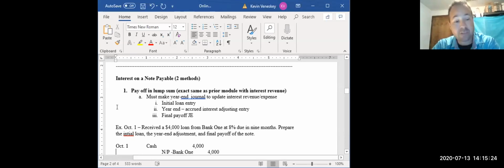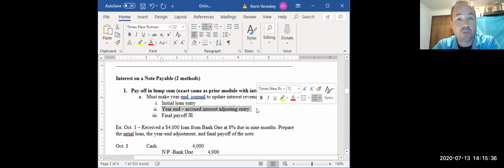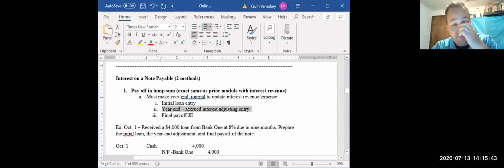So what the book is mainly going to focus on is doing it just like we did two chapters ago. We're going to pay off a lump sum. But as we go along, we're going to make a year-end adjusting entry to show how much interest was earned at the end of the year, usually at the end of December. And then finally, we're going to go through and show what the journal entry looks like to pay off the loan.